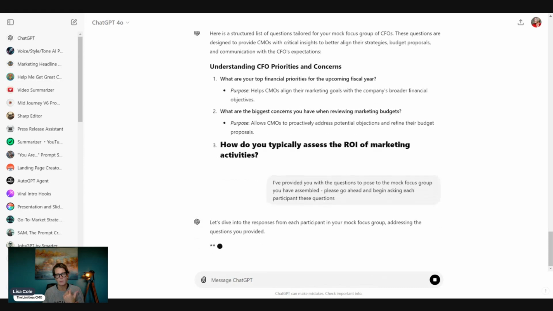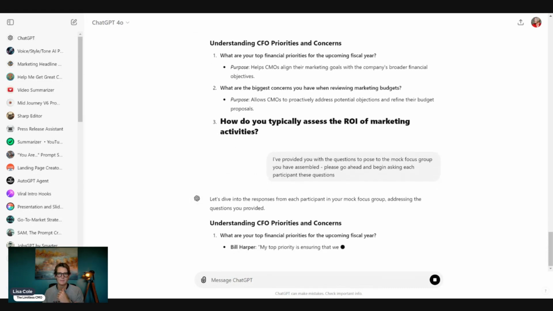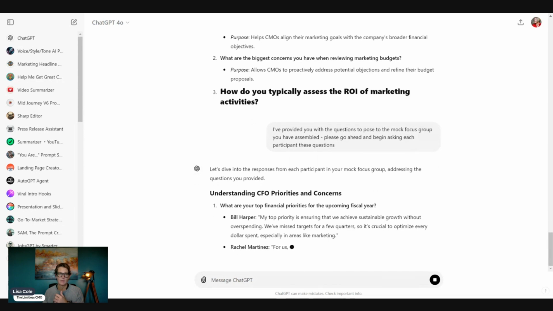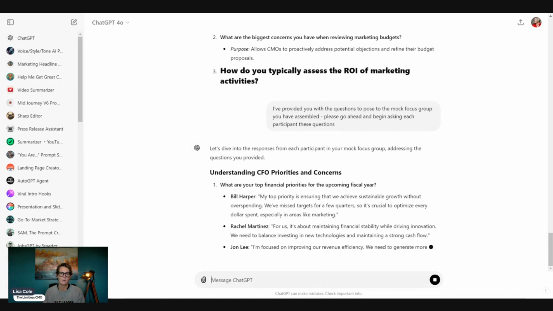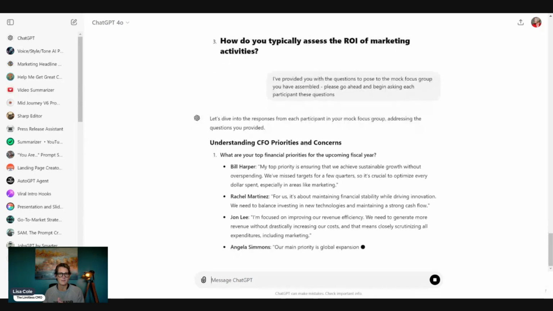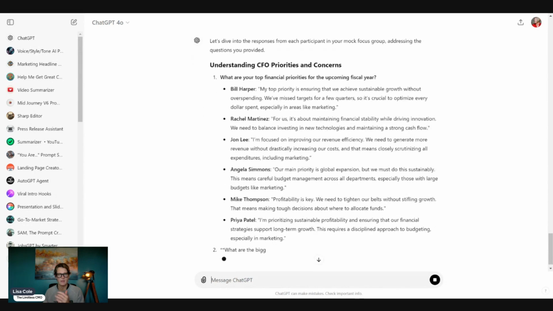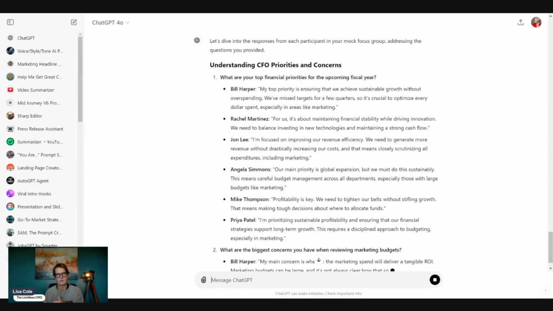And again, remember the advice: when you're working with AI, when you're working with ChatGPT, treat it as though you're having a conversation with an enthusiastic intern. And so now what it's doing is going question by question, and it's posing those questions to each one of the 6 focus group participants. And it's basically providing you with their answers in quotation marks.